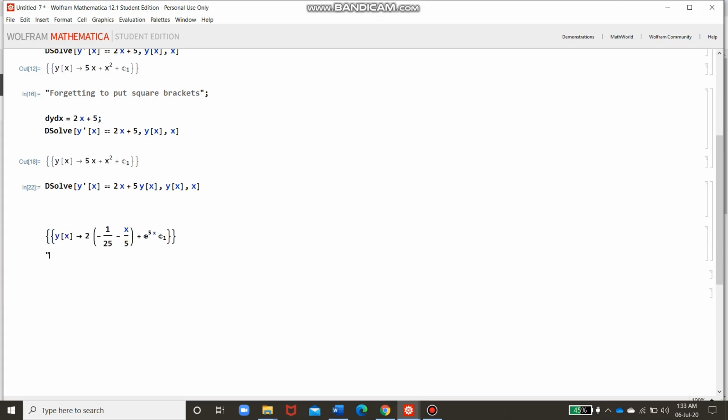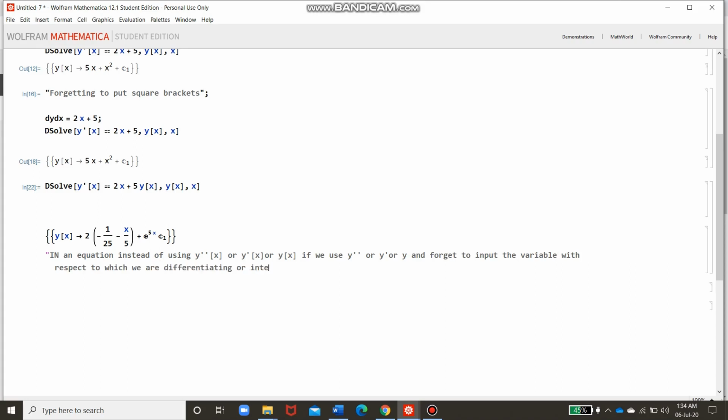So the next common error is, in an equation, instead of using y double dash x or y dash x or y of x, if we use y double dash or y dash or y and forget to input the variable with respect to which we are differentiating or integrating, it will lead to an error.